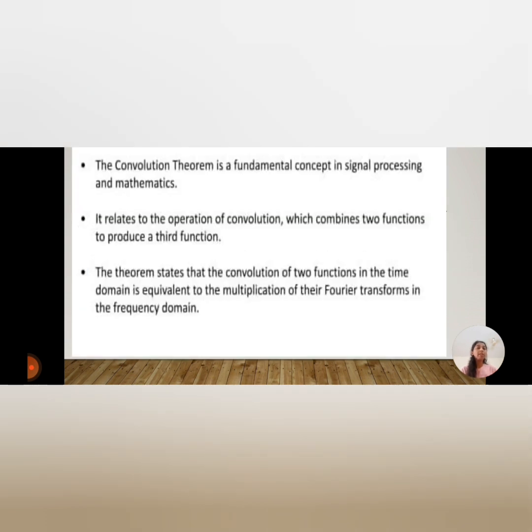The convolution theorem relates to the operation of convolution, which combines two functions to produce a third function. The theorem states that the convolution of two functions in the time domain is equivalent to the multiplication of their Fourier transforms in the frequency domain.